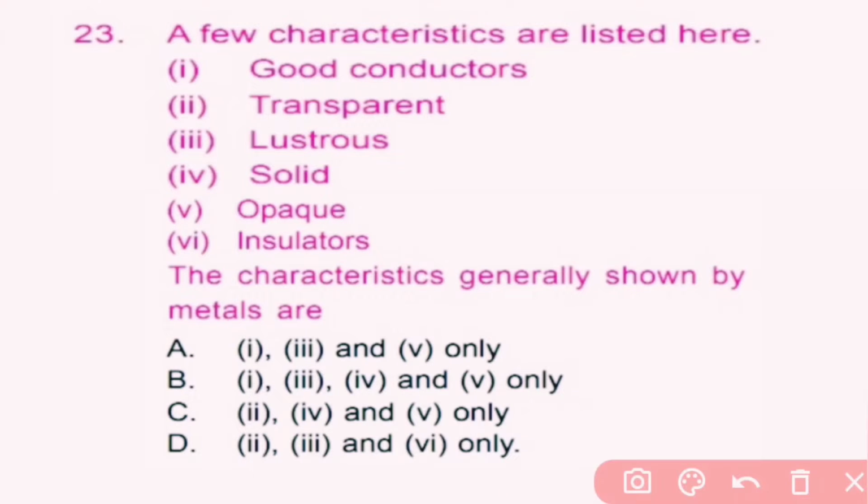Question number 23. A few characteristics are listed here. First, good conductor. Second, transparent. Third, lustrous. Fourth, solid. Fifth, opaque. Sixth, insulators. The characteristics generally shown by metals are: good conductors of heat and electricity. They are not transparent. They shine, meaning lustrous. They are solid and they are opaque, not transparent. So here 1, 3, 4 and 5 show the characteristics of metal. So here B is the correct answer.